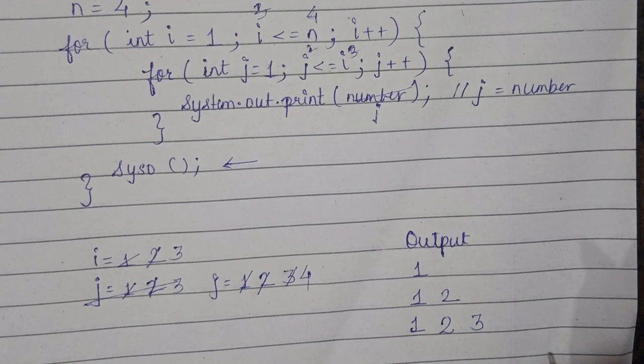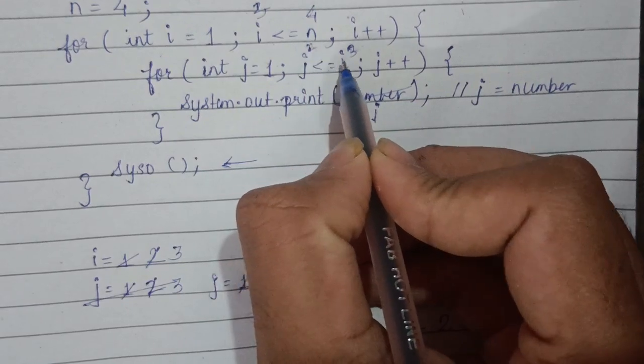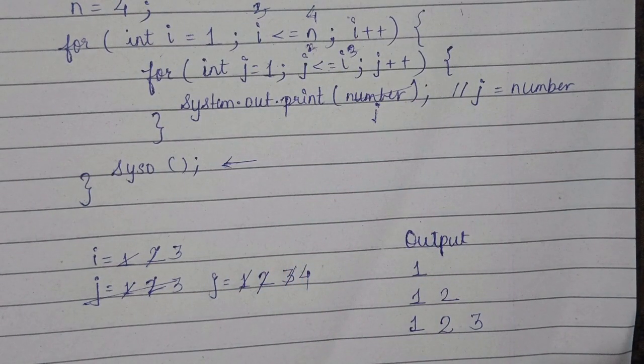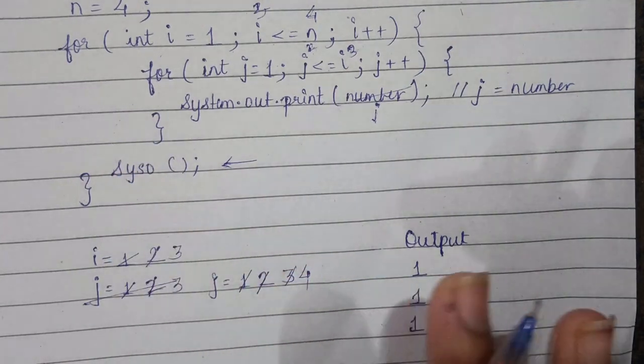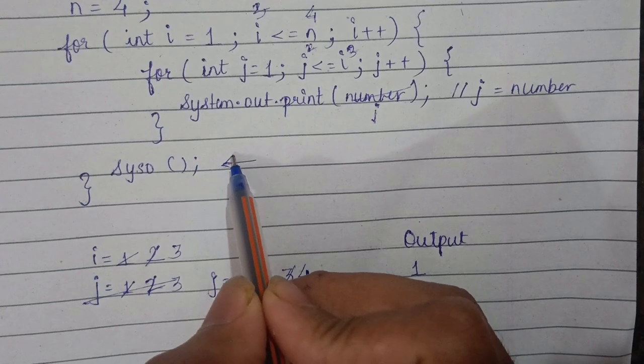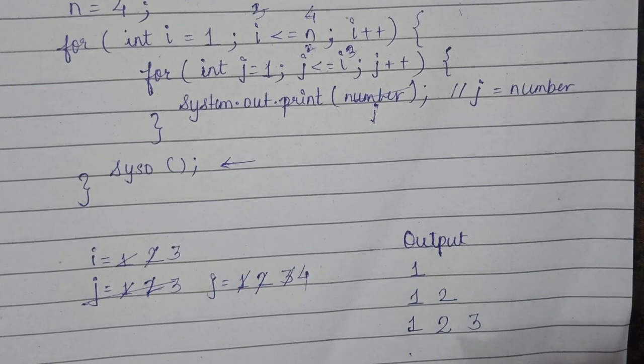Then it will check the condition: is 4 less than or equal to 3? The condition is false, so the inner loop gets terminated, and the compiler will go to the next line.